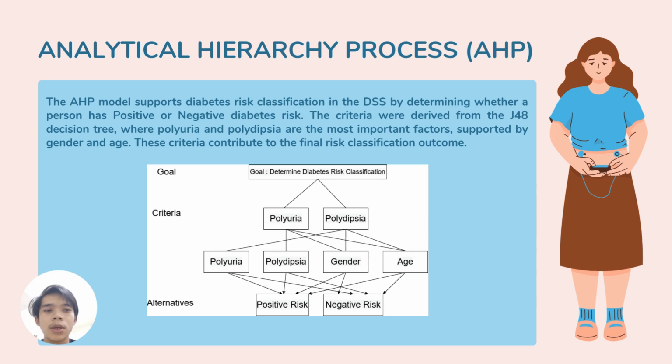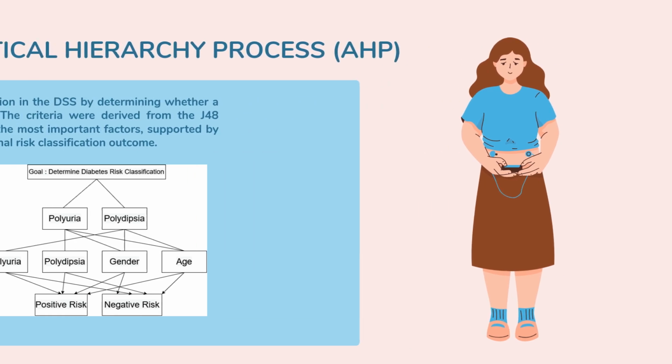In conclusion, AHP helps our system make a structured and fair decision by considering the importance of each factor. This allows the system to classify diabetes risk more accurately and support better health decisions.